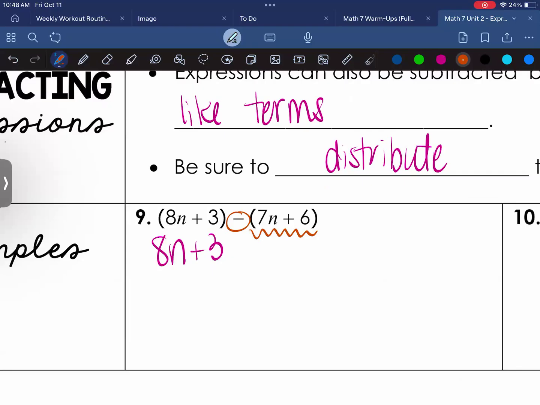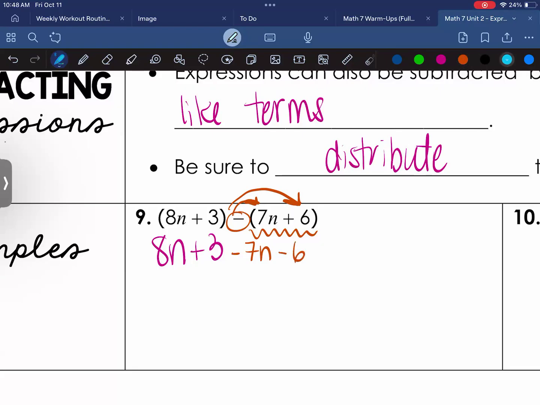This negative sign, just like on our distribution notes or distributive property notes, notes 5, we need to distribute the negative sign to everything inside the parentheses. Okay, and remember all that does if there's no number out there is change the symbol. So we had a positive 7n, so now we have a negative 7n. We had a positive 6 or a plus 6, now we have a minus 6.